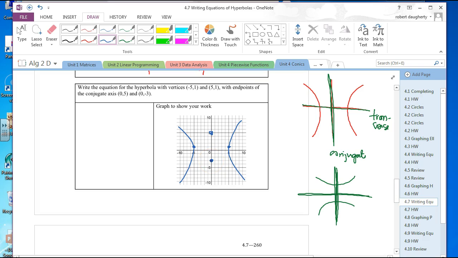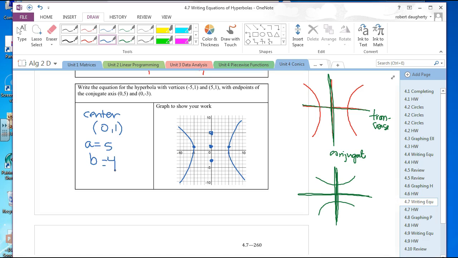So what do I need to know to write the equation now? I got to find the center, and I've also got to find A and B. Okay, so there's a distance of 8 between here. So 1, 2, 3, 4. That's the center. 1, 2, 3, 4, 5. So what is that point? Yeah, so the center is 0, 1. What is A? 5. What is B? B is 4. So what's the equation?